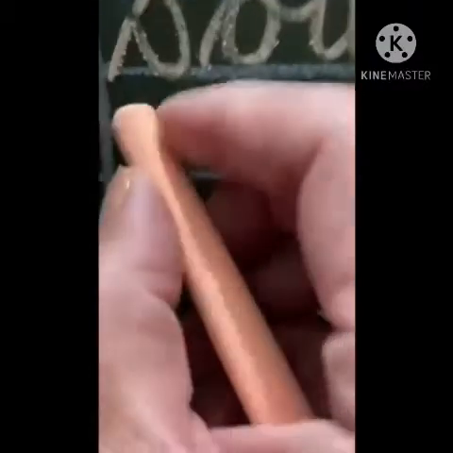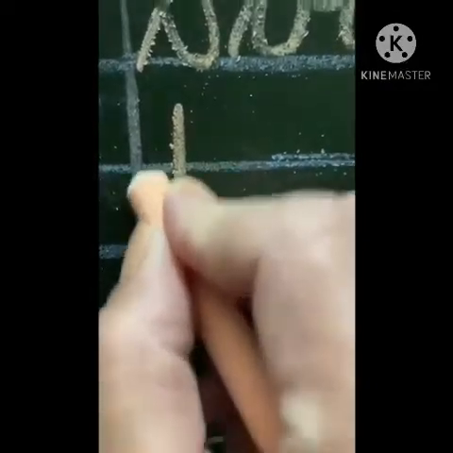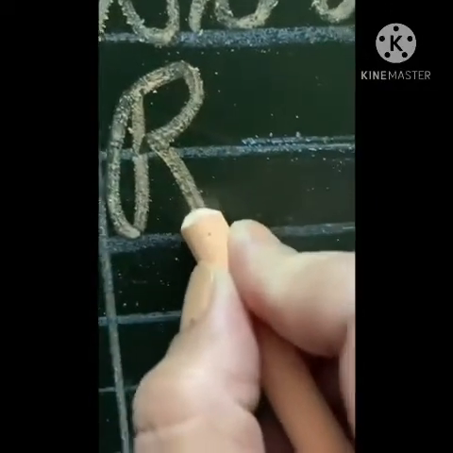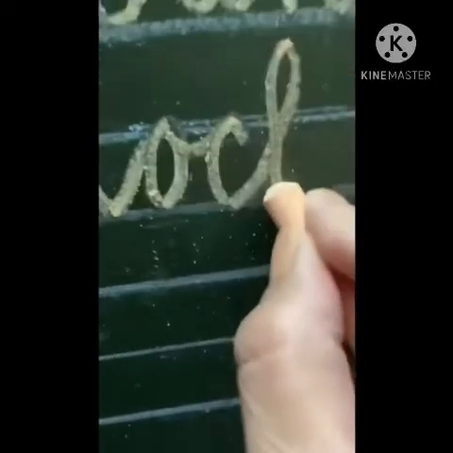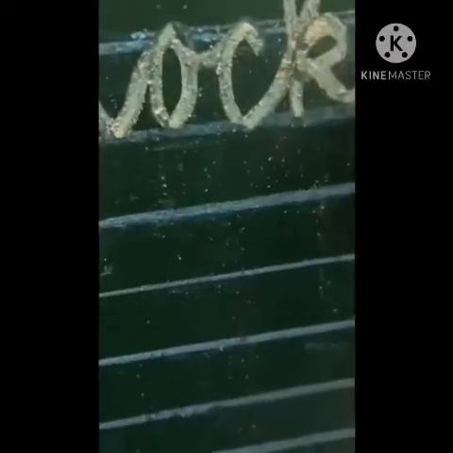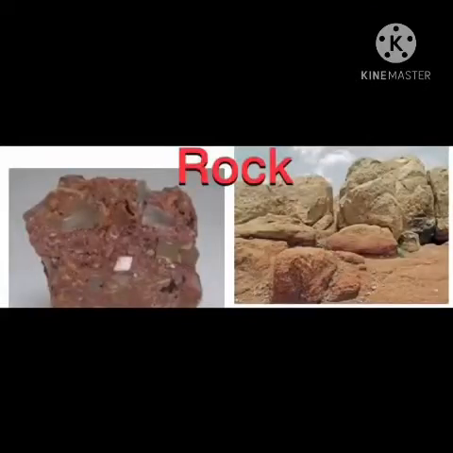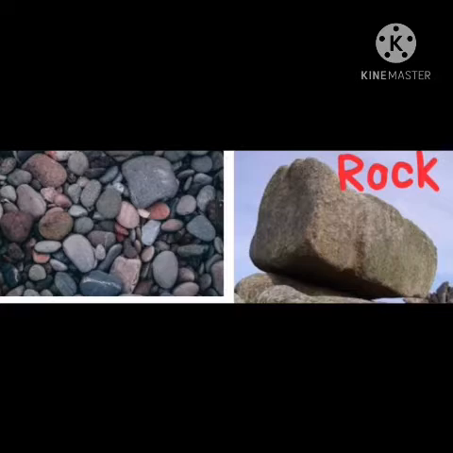The first word is starting from capital R. R-O-C-K, rock. Here are the pictures of rocks. Some rocks are very big and some are very small.